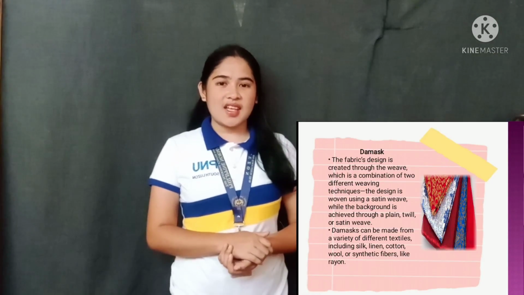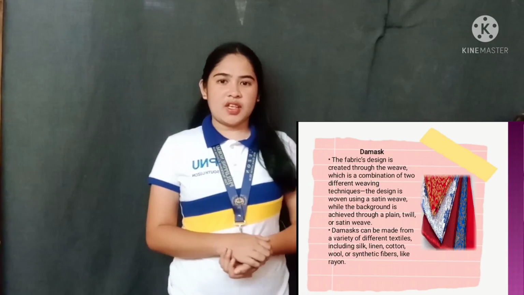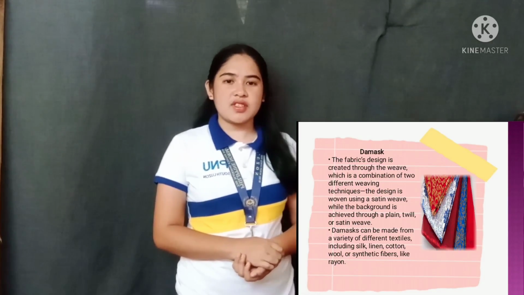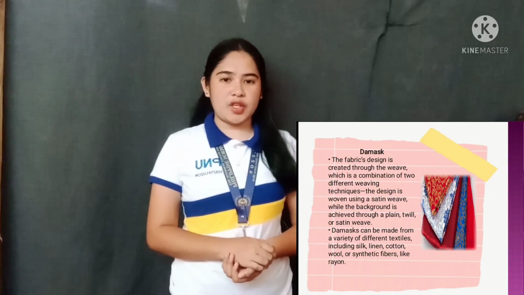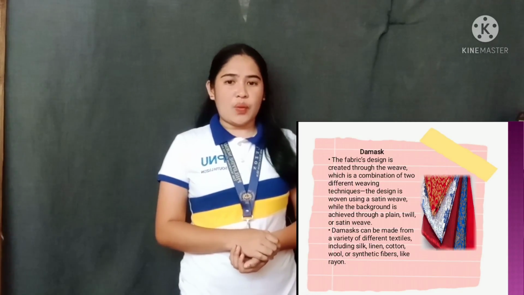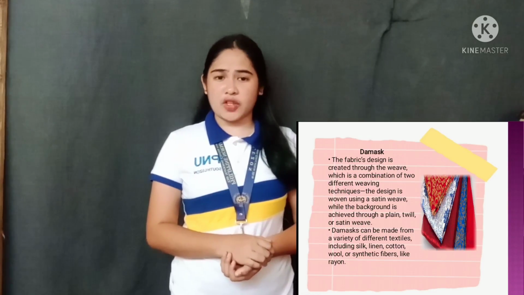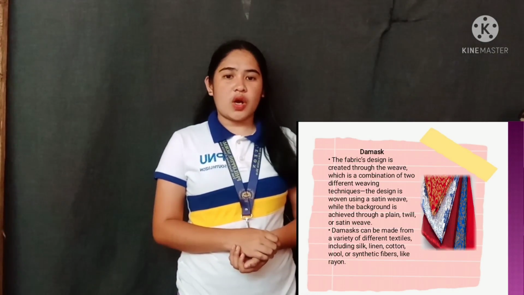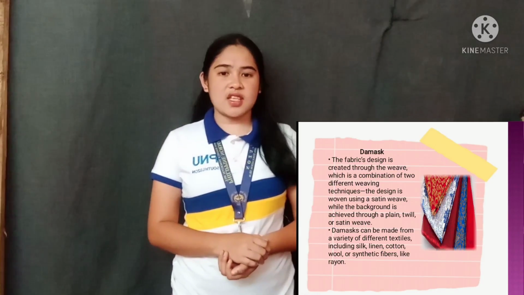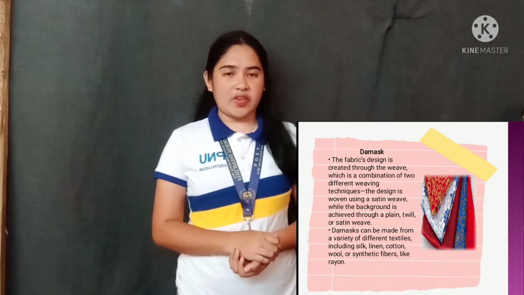Next is damask. Damask is a reversible jacquard pattern fabric, meaning that the pattern is woven into the fabric instead of printed on it. The fabric's design is created through the weave, which is a combination of two different weaving techniques. The design is woven using a satin weave, while the background is achieved through a plain twill or satin weave. Damask patterns can be either multicolored or single-colored. Damask can be made from a variety of different textiles, including silk, linen, cotton, wool, or synthetic fibers like rayon.